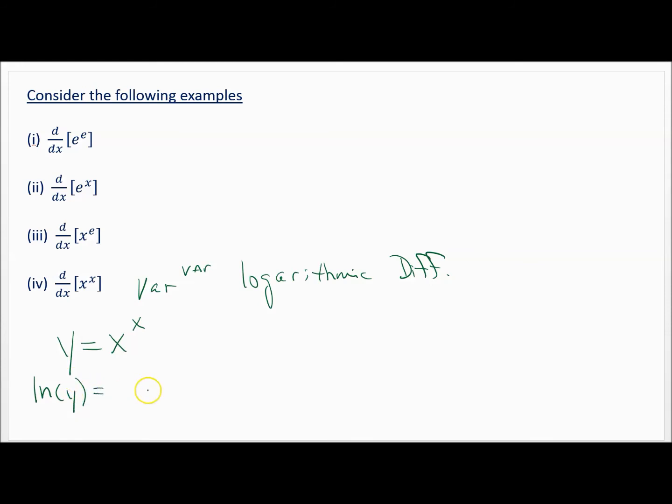So the natural log of y is equal to the natural log of x to the x power. Now what can I do now? And this is key. I have to move that exponent in front. So now I have the natural log of y is equal to x times the natural log of x. Notice I haven't taken a derivative yet. All of that was just simplifying using logarithmic properties, okay?